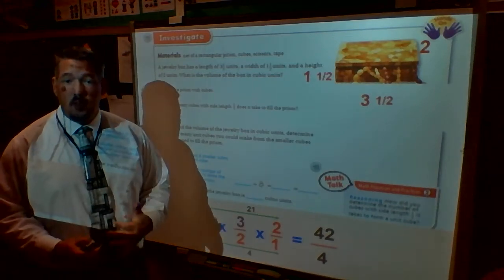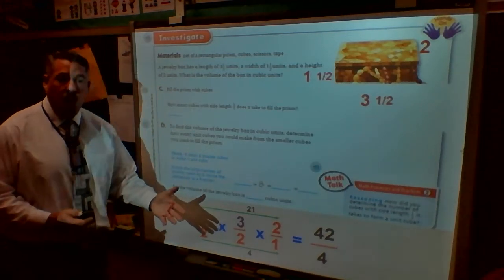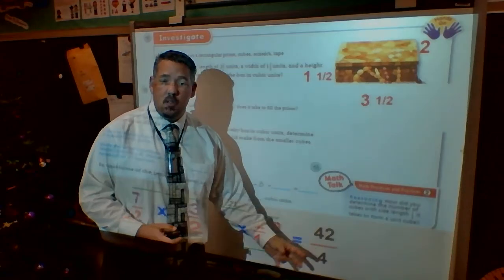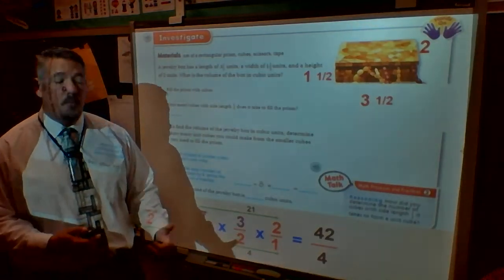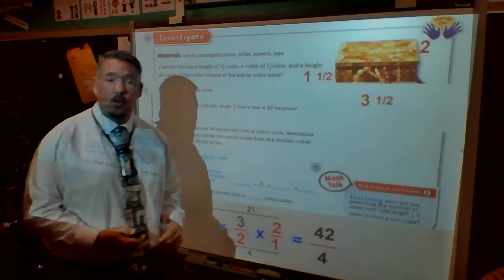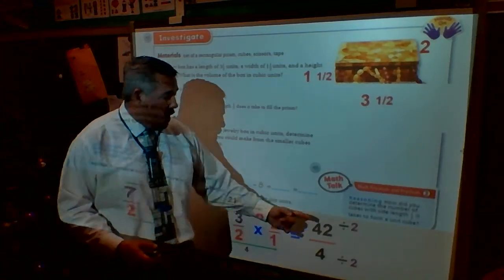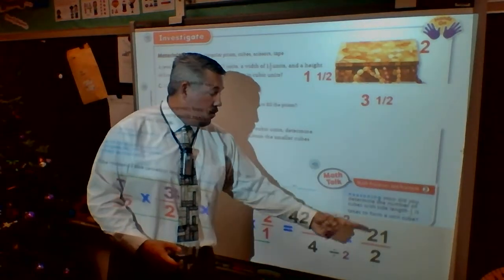Then I have to reduce, don't I? So now I'm going to reduce. Both of these are even numbers, so I'm going to take 2 out of both of them. 2 goes into the numerator and 2 goes into the denominator. So when I reduce by 2's, I'm going to get 21 halves.